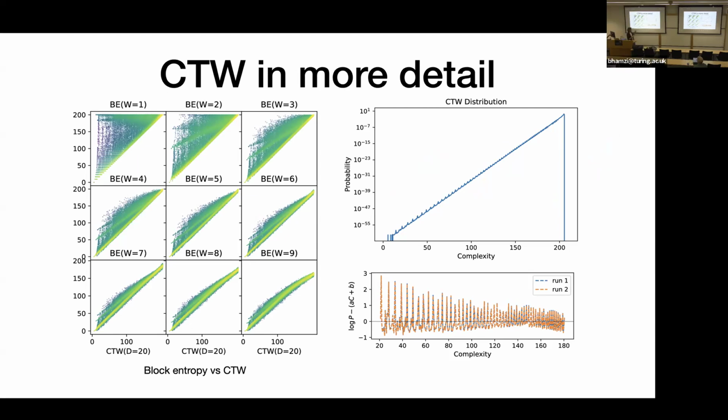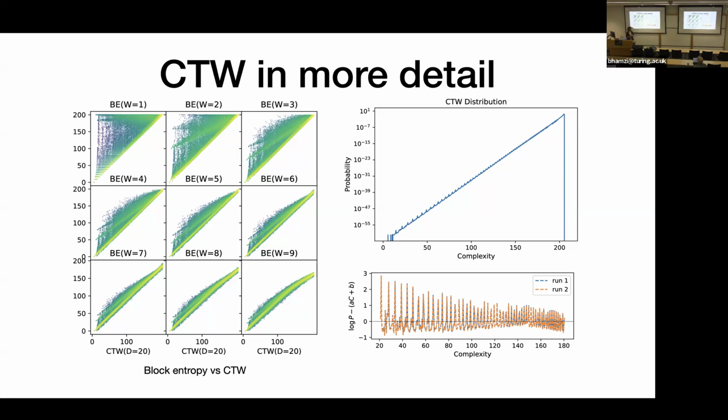One thing we noticed is when comparing CTW against different block entropy widths, we don't just see one linear line, but we also see different lines, which are sort of like different regions of high density of CTW versus block entropy. And we don't know the reason behind this. I didn't think that much about it, but it's a very interesting property. So if one of you wants to think about why that happens, theoretically, I think it's a fun problem.